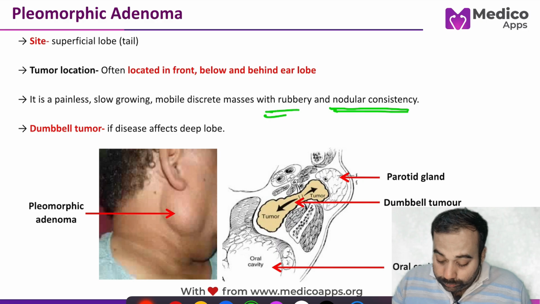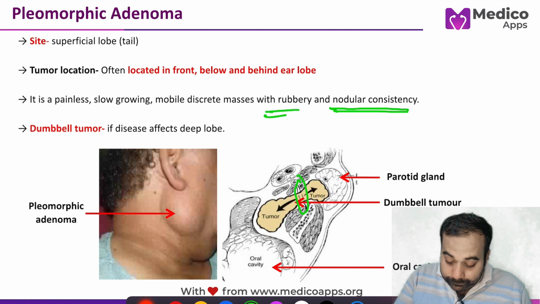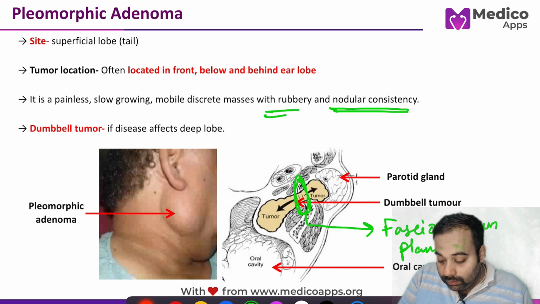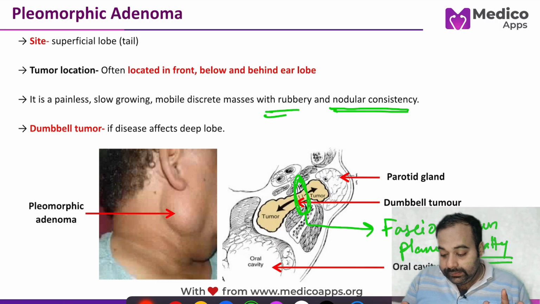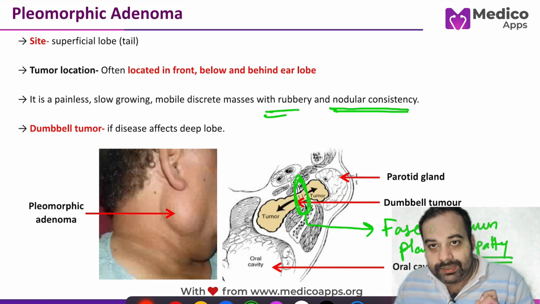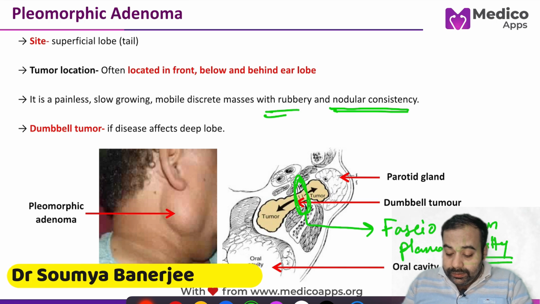So let's try to understand. This is basically your fasciovenous plane of Patey, this one. This is the plane which is located in between the superficial and the deep lobe, and through that the facial nerve basically runs, and apart from that, the retromandibular vein and the external carotid artery also run there. Now you can easily understand.